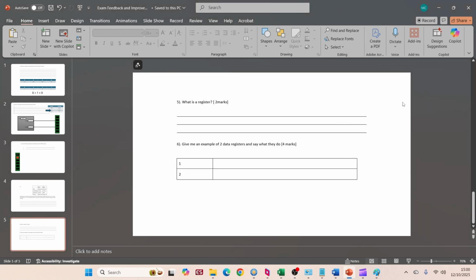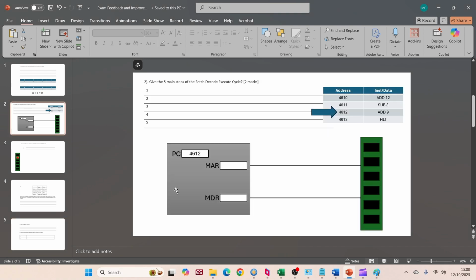Well, I'll do these two questions at the same time because they're kind of similar. What is a register? A register is just a really, let's go back here. It's just a really small, ultra fast bit of storage. That's all it is. Think of it as a box. It's a piece of memory, a bit like RAM, but it's way quicker. It's small, ultra fast, normally inside the CPU, like these are inside the CPU.